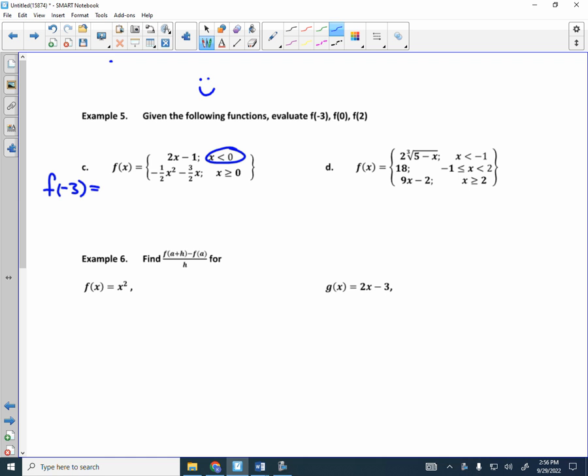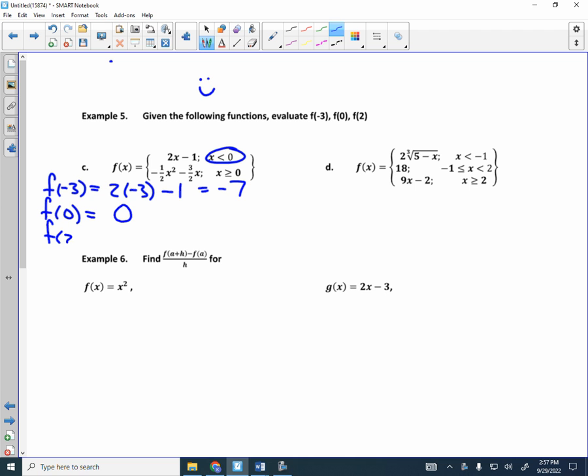This is what we call a piecewise function. It has pieces to it, 2 different pieces. So I have 2 times negative 3 minus 1. What's 2 times negative 3? Minus 1 is negative 7. The second one, I have f of 0. Do I plug 0 into the top one or the bottom one? Why? 0 is equal to 0. And what are you going to get? You do get 0.